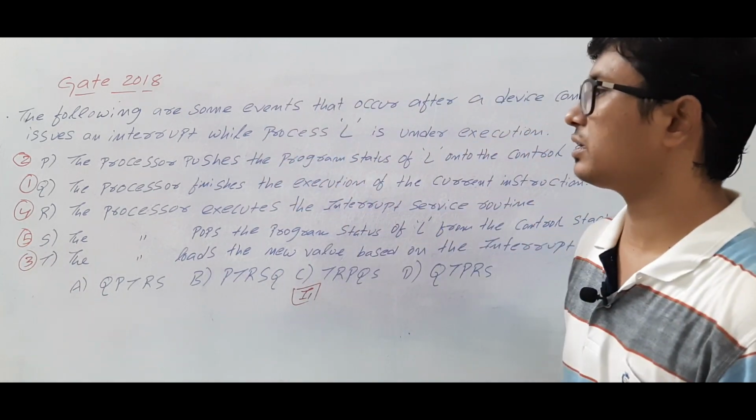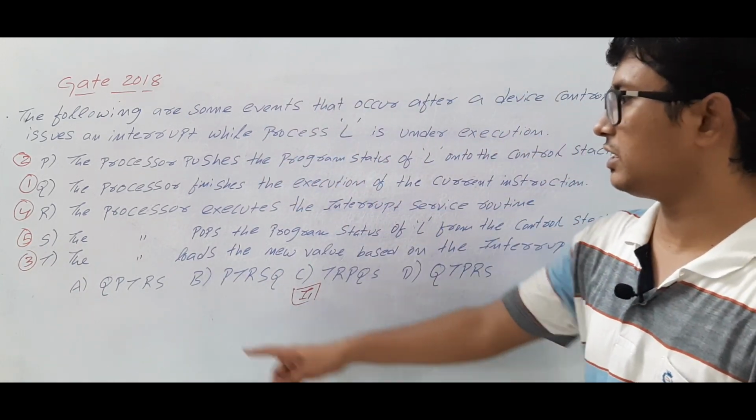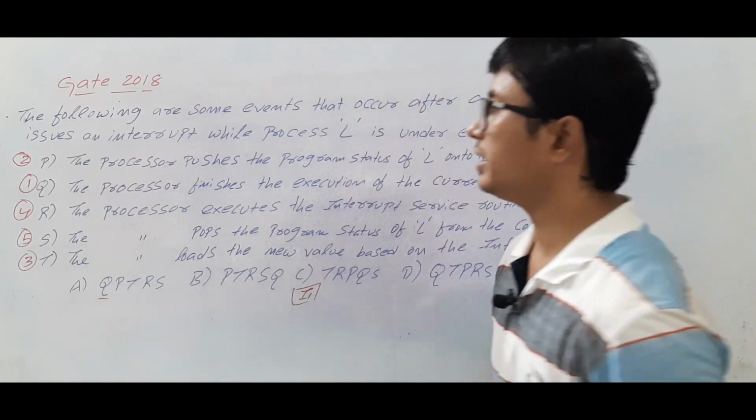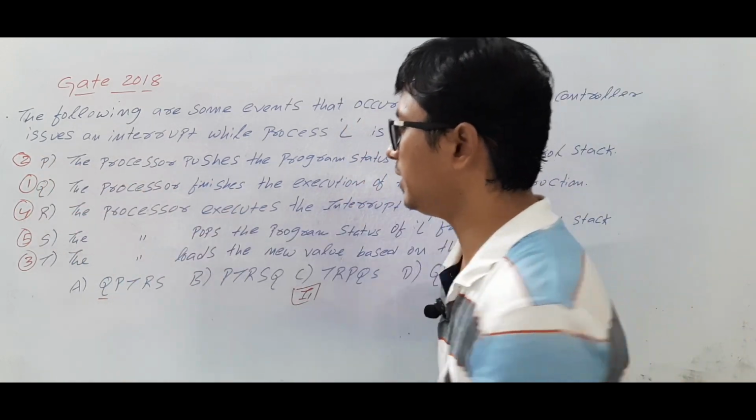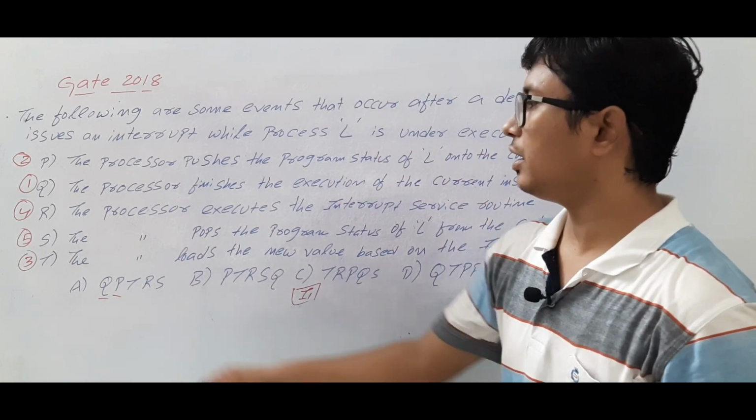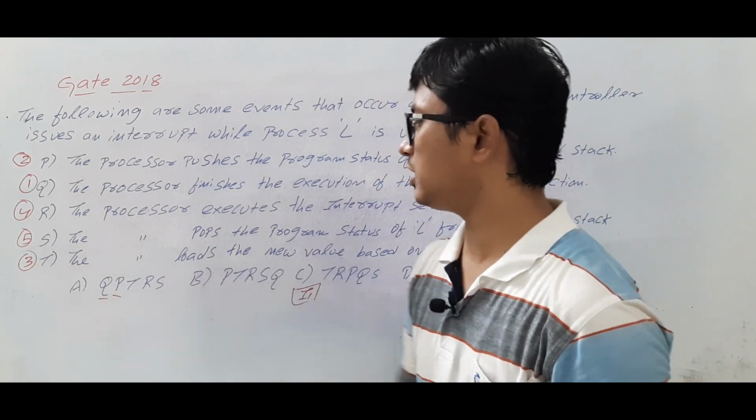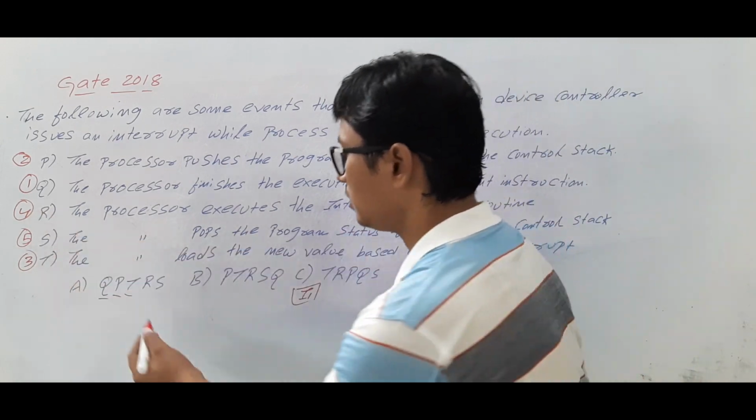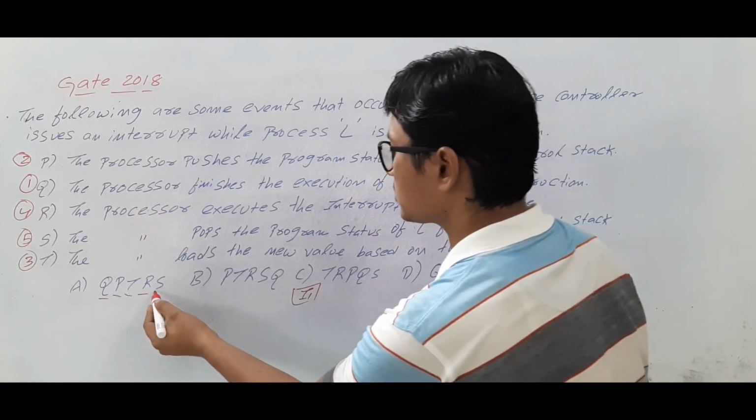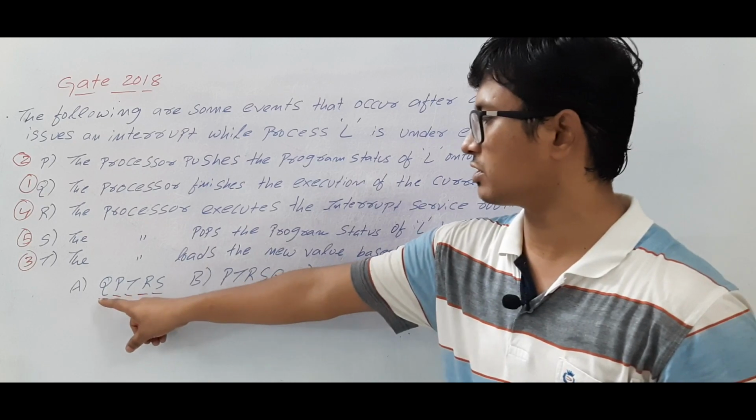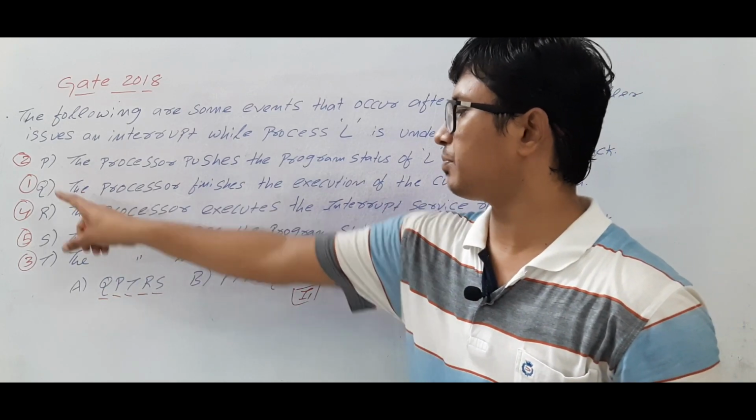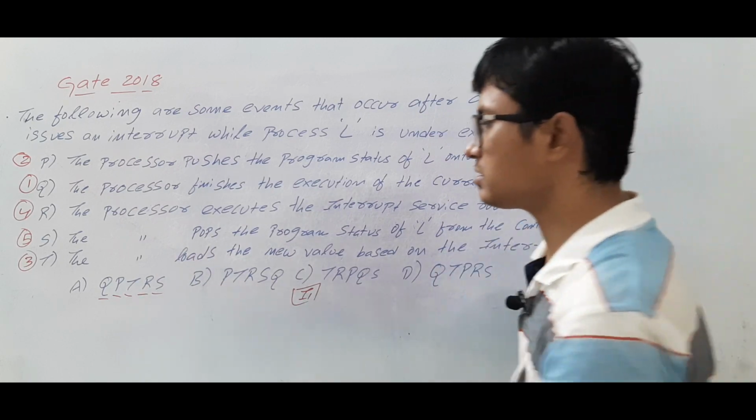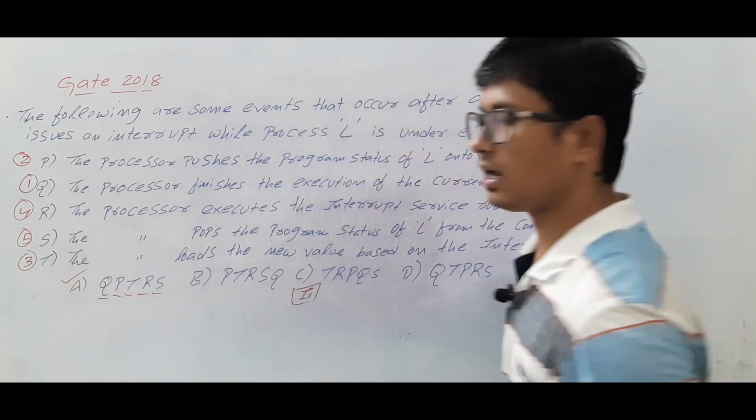Now we will see which option matches. First Q should be done, and it says first Q. Next what should be done? P, and it says P. Next T should be done, and T is correct. Next it is R, correct. Next it is S. So it gives the correct sequence: step Q, step P, step T, step R, step S. So this is the right answer.